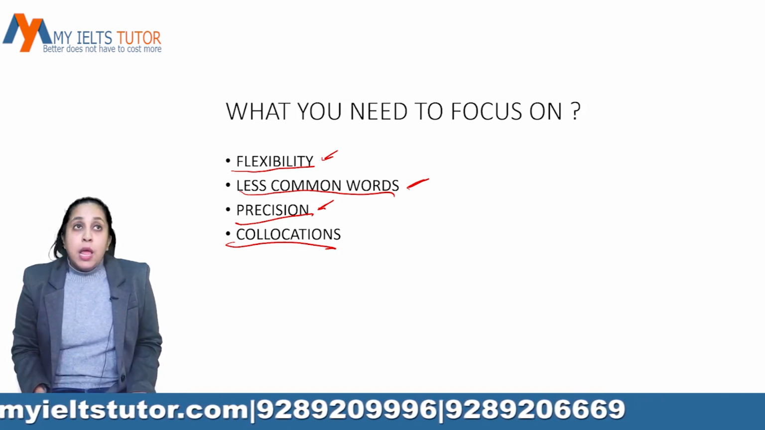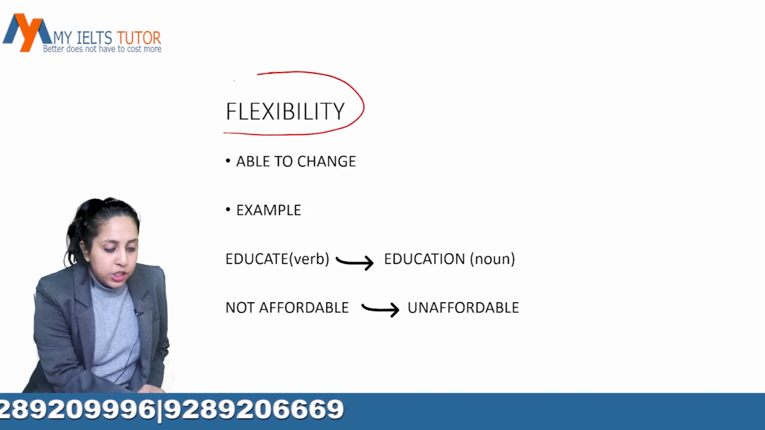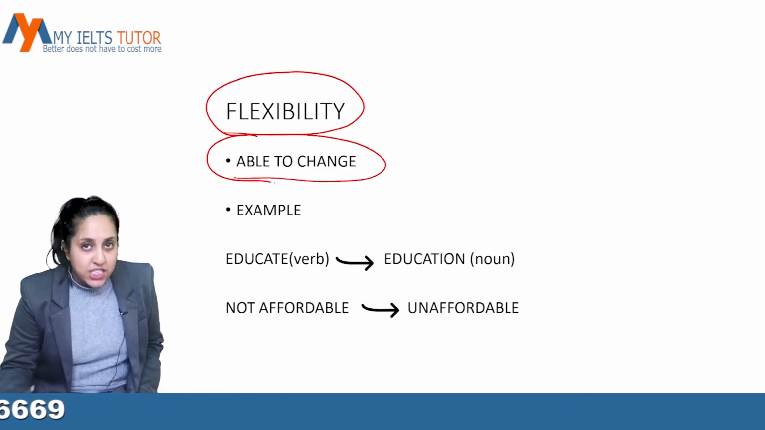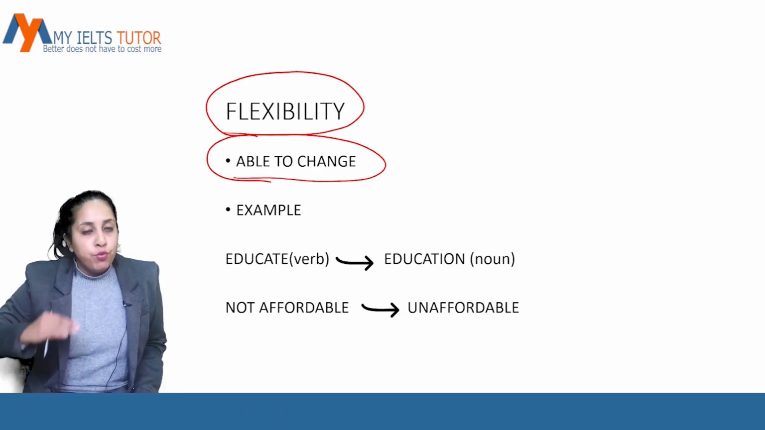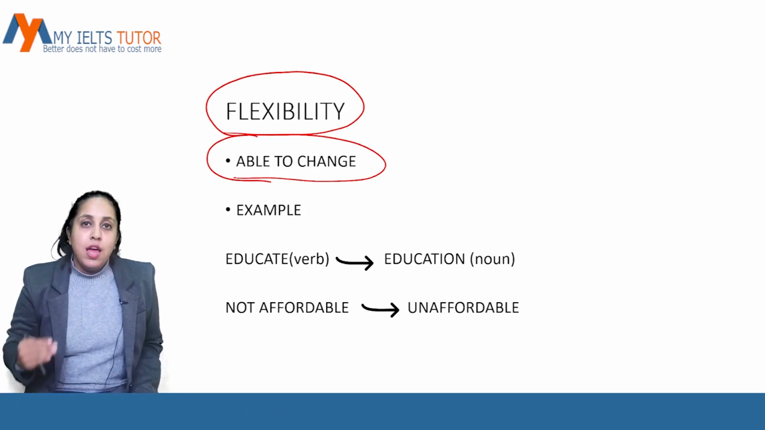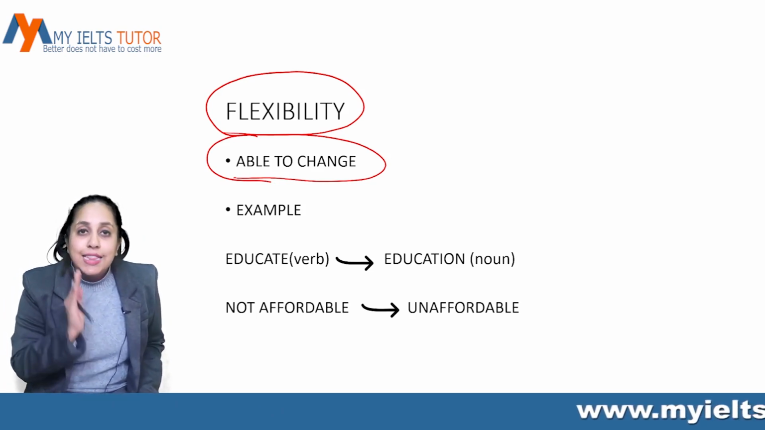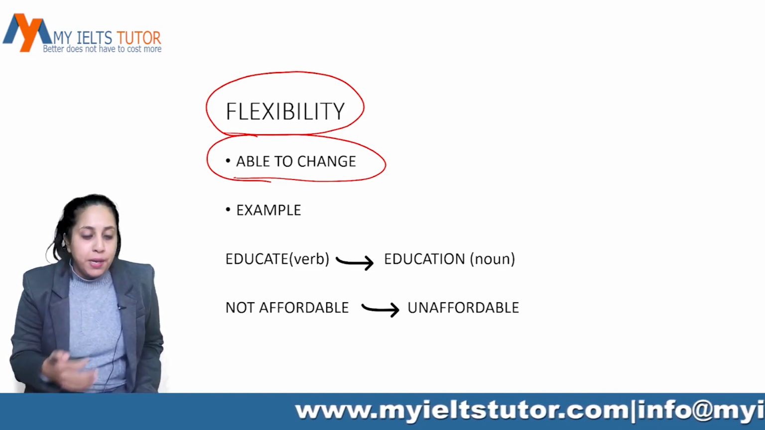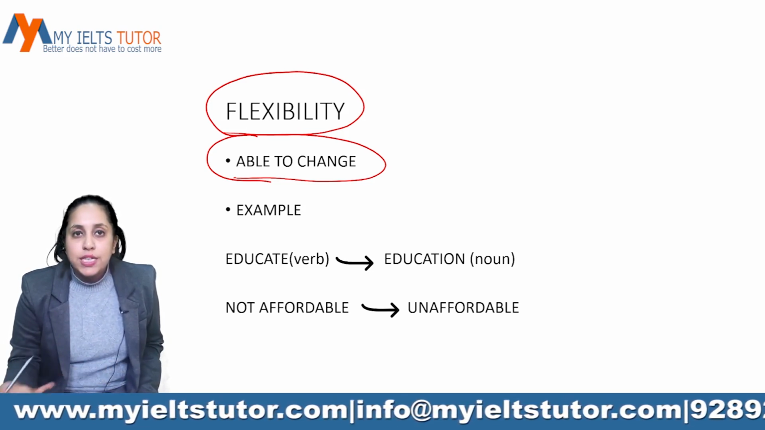We need to know that. See, if I talk about flexibility, flexibility means your ability to change. How are you able to change something? This is your flexibility in your vocabulary. If you want to be at a higher band score, if you want to touch 7 or 8 in the lexical feature, then you can easily do it by understanding how you need to change the word. It is very simple.